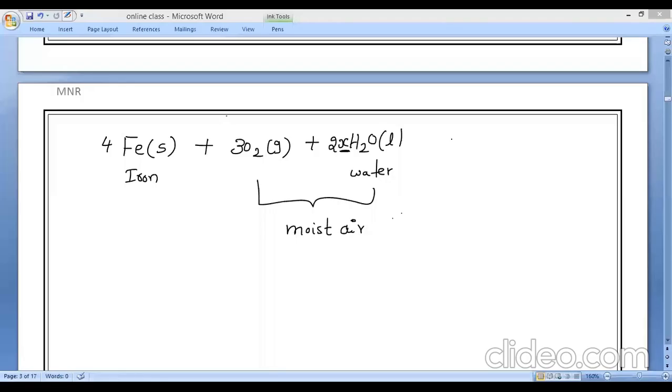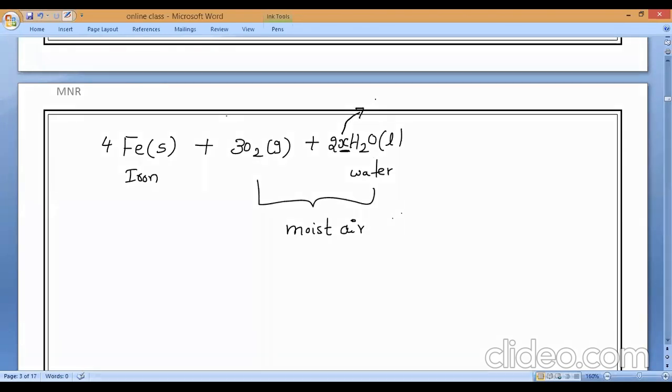Okay. So now if you notice it here, as I told you, the amount of water is not constant everywhere. So that is what we are assuming as X. X indicates what? Variation in water. Understanding? Variation in water molecule. That is what you have to remember. Why? From place to place, the amount of moisture is not constant. So that is why we are taking X moles of water.